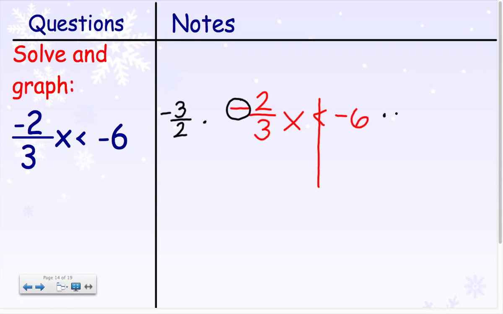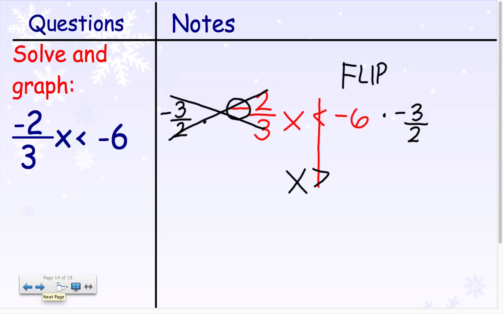So I'm going to times again by -3 over 2. These would make 1, so I'm going to X them out. I times by a -3 over 2, so I have to flip.